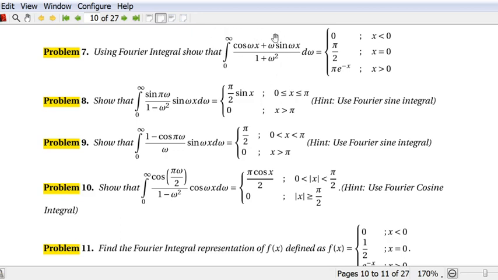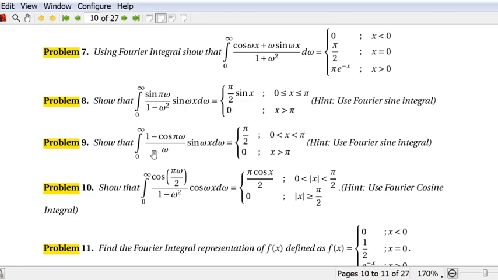This is the Fourier integral representation. From that expression I got this one. So start from f of x as the right side, then express that f of x in terms of Fourier integral. That's all. Here we have to show that this integral is equal to this expression. Here also in this integral sin omega x is present. So we have to express the right side function f of x as a Fourier sine integral representation. It is given as a hint.